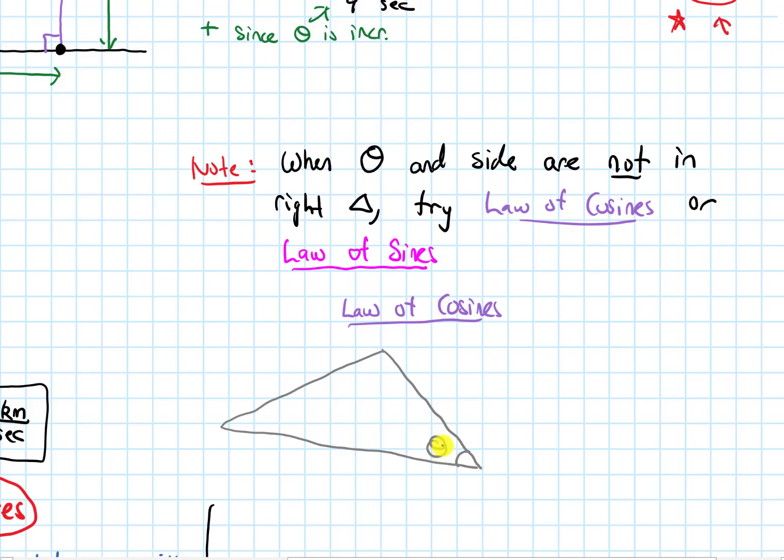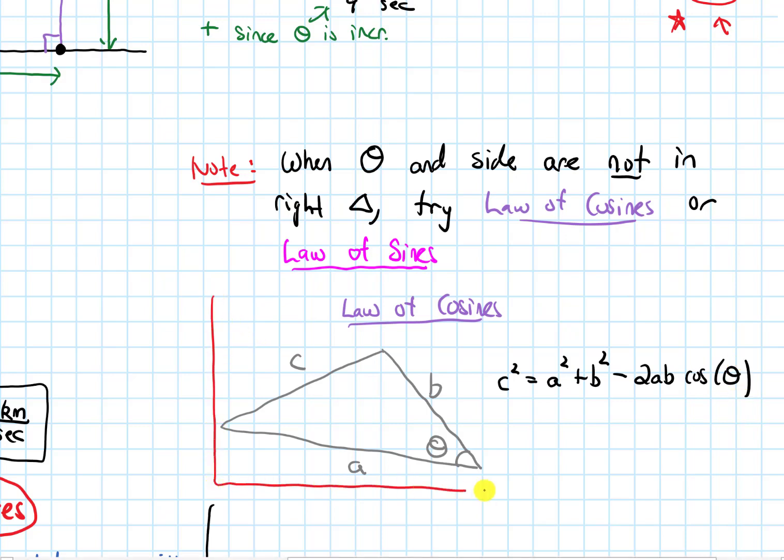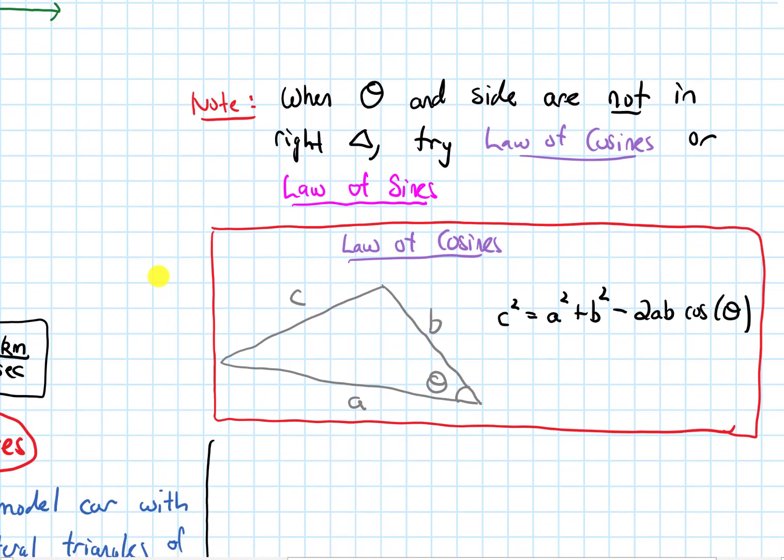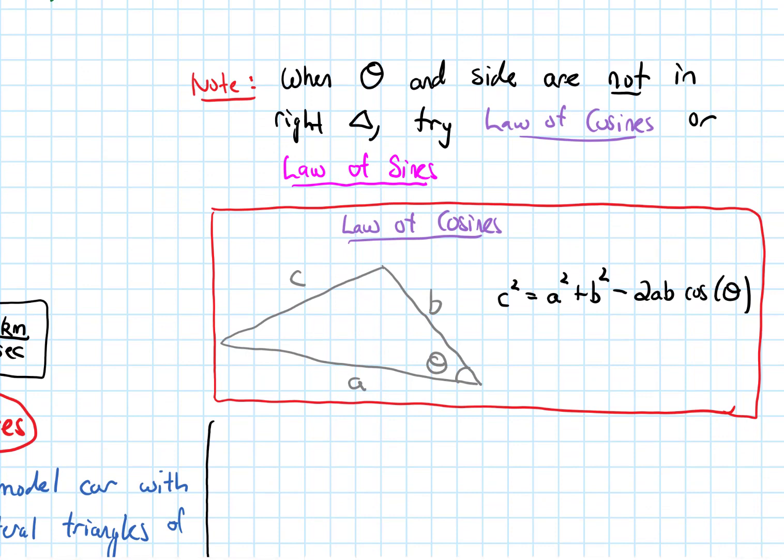I'm going to call this angle theta, and I'll call this B, this A, and this C. The law of cosines says that C squared equals A squared plus B squared minus 2AB cosine of theta. All right, so that is the law of cosines, and we're going to use this as our equation here.